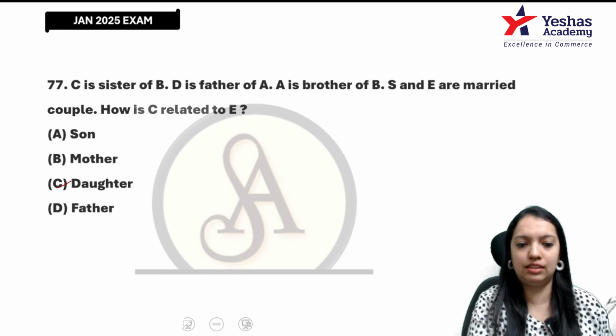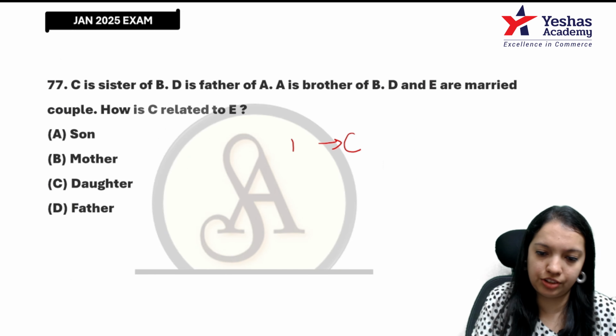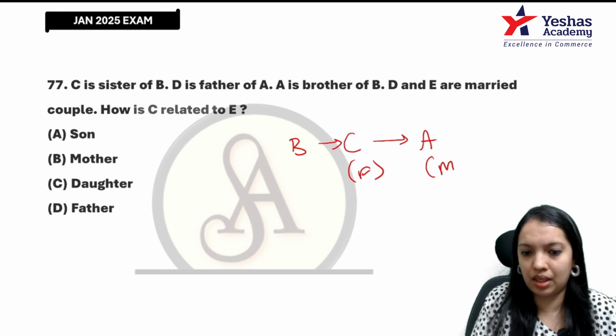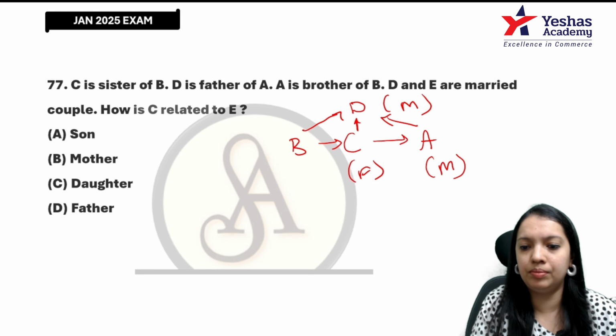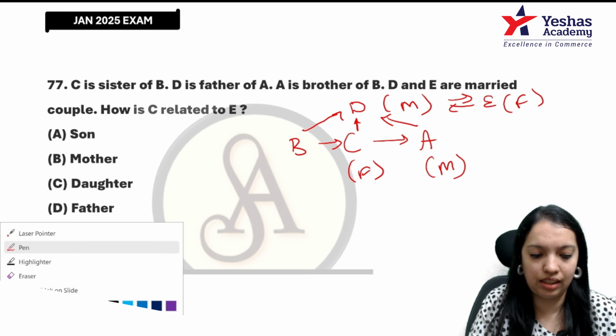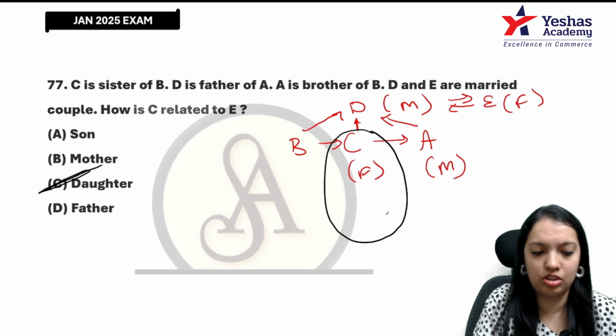Next, C is sister of B. C is the sister, female person. D is father of A and A is brother. A is the brother, male person. D is father of all three in that case, even male person. D and E are married couple, E, female. How is C related? C is the child. Related to E, C is the daughter.